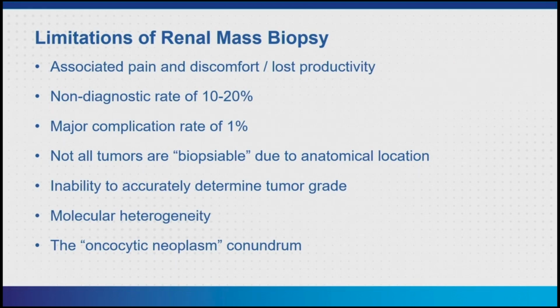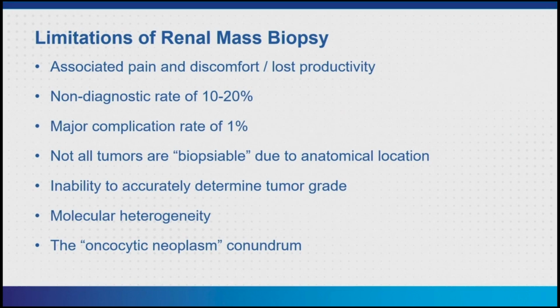Firstly, there's associated pain and discomfort on the part of the patient. They have to miss a day of work and so forth. There's a fairly large non-diagnostic rate. The two meta-analyses that looked at this in most detail place it between 10 and 20%. There's a major complication rate of about 1%, and that is from gross hematuria that patients either require a transfusion for or a catheter or something like that.